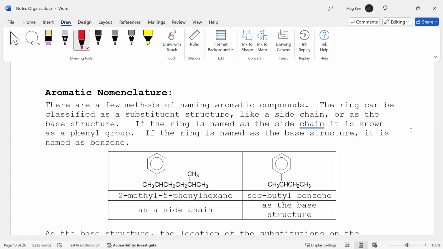Is there a reason it's spelled out, like sec-butyl? What do you mean, instead of 2? Yeah, 2 would indicate which carbon on the benzene it's attached to. Sec is letting you know that we're attaching it to the second carbon on the butyl side chain. How else could I name this? Can you give me a different name?